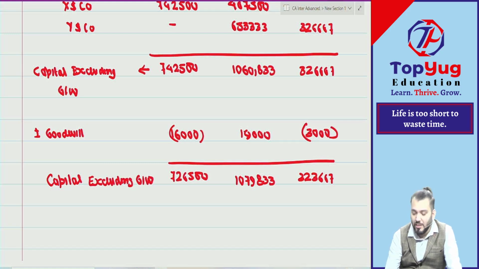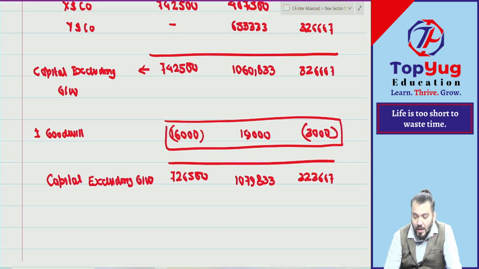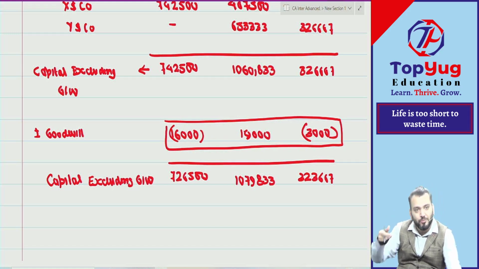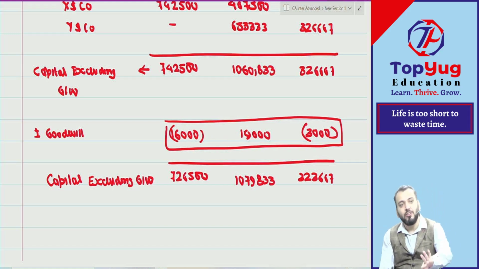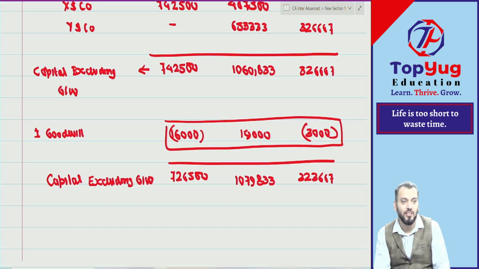Correct. So when we are saying this is plus goodwill in old PSR and minus goodwill in new PSR, automatically you have added and then deducted also. So it becomes excluding only now. And we want excluding only because capital in balance sheet we are not raising goodwill. So we want capital excluding goodwill only.